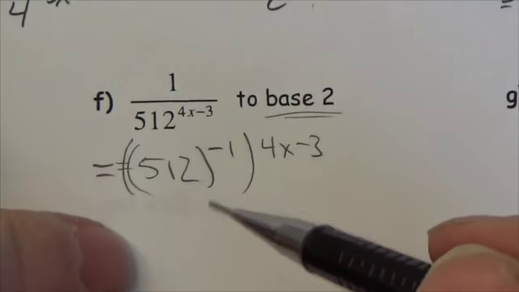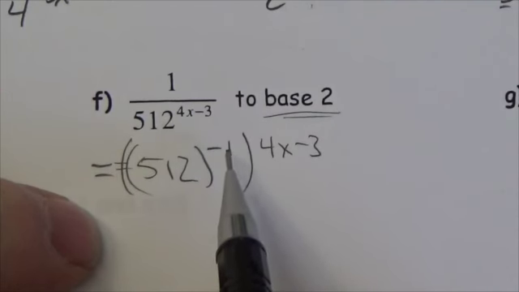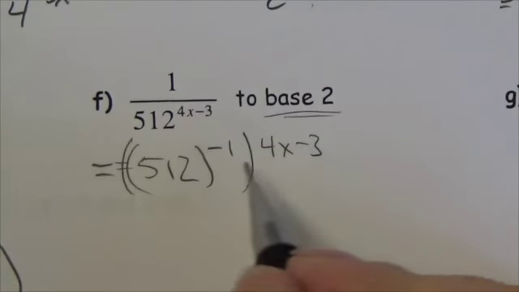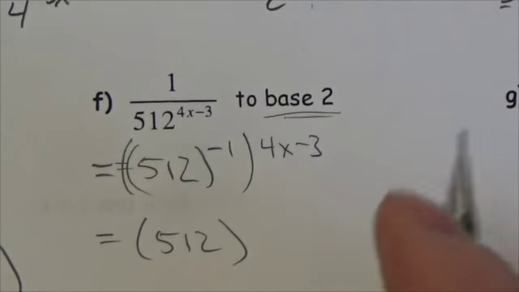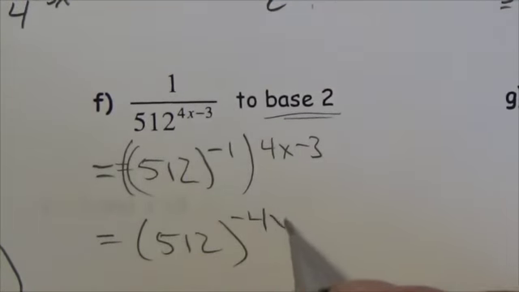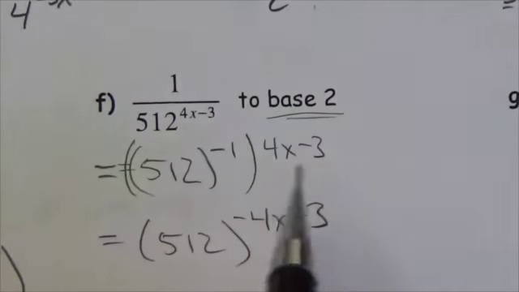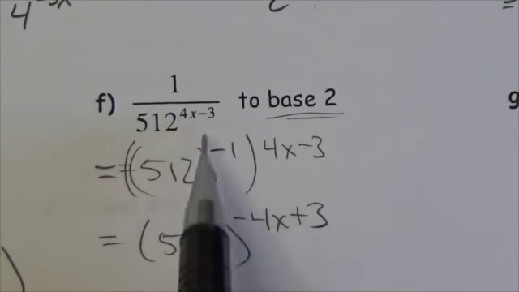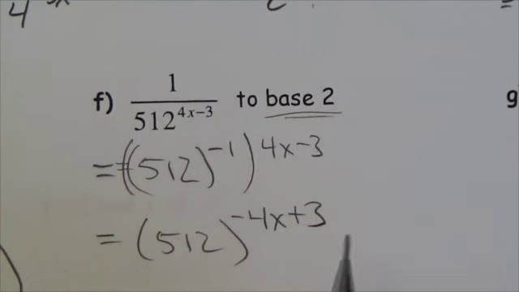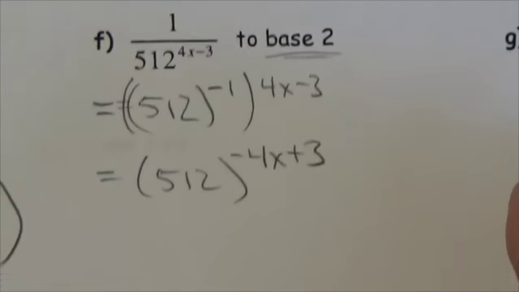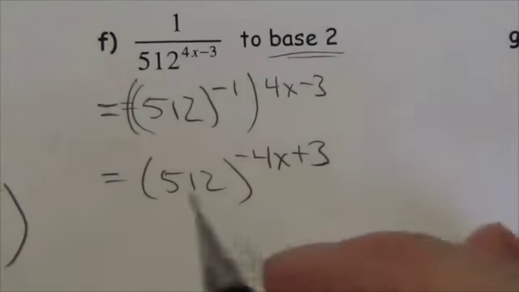So what I'm doing here is I'm reciprocating the base, the exponent becomes negative, and now I can multiply that through. So we get 512, and this is going to be to the negative 4x plus 3. And again, I've got to keep saying this because I know it's an issue. Please remember to distribute that negative to both of those terms. Make sure that you don't just put it in front of that first term, that 4x, and keep the other as it was. It's got to change here.